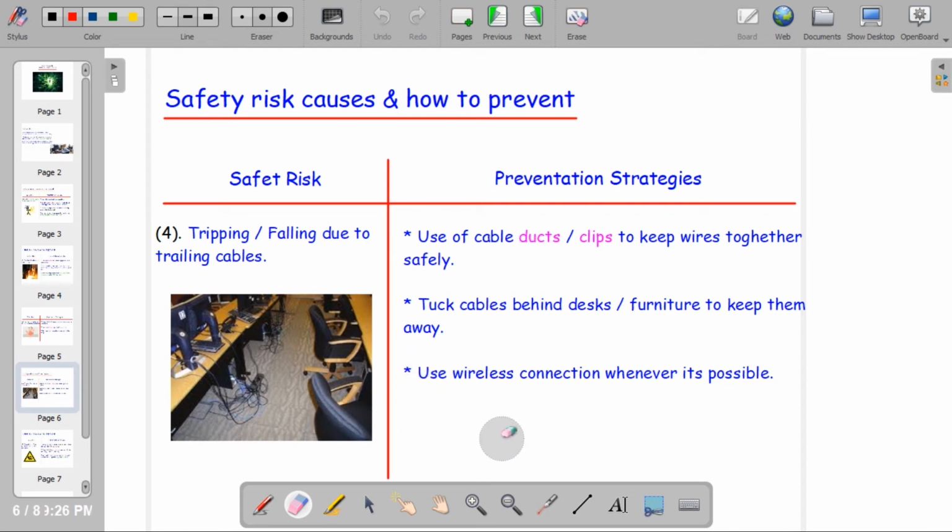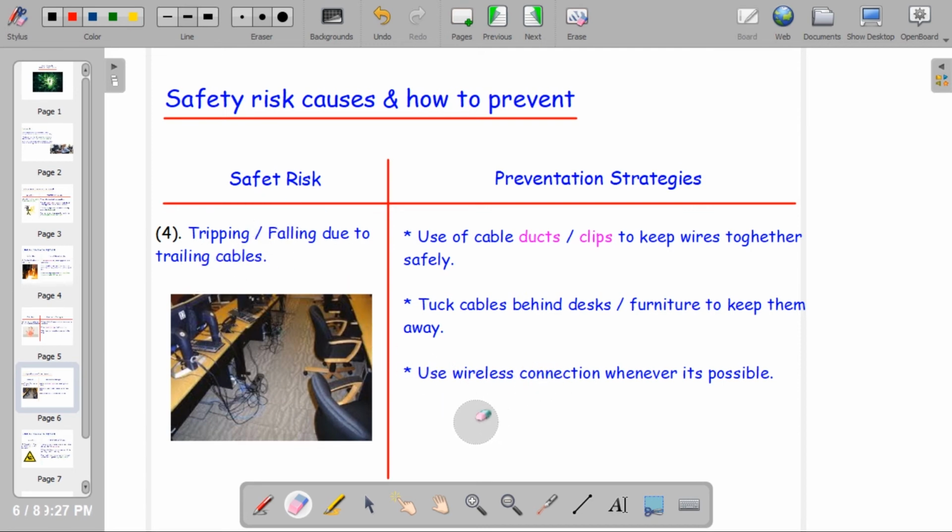Number 1, always use the ducts and clips to gather the wires together. The ducts, they are the pieces of plastic that you can see at the walls in the computer lab. They carry all the cabling connections without the need of using the walkway as a path or to trail these cables. So always use ducts and clips to gather all the wires, so they don't have the chance of being scattered like this and having the chance of having the safety risk as a reality.